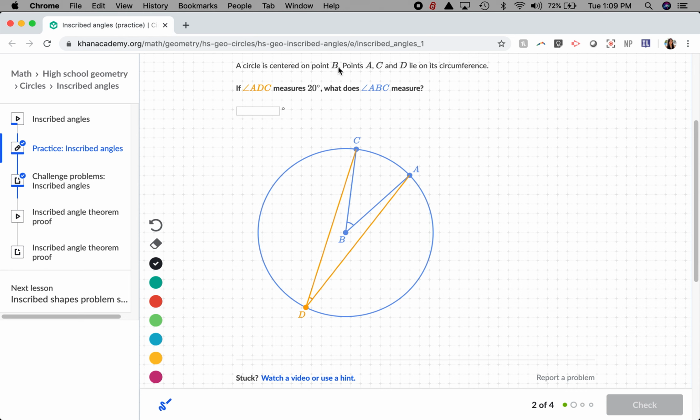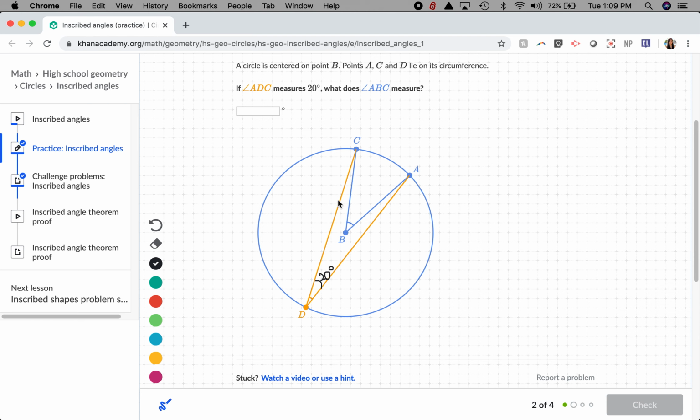A circle is centered on point B. Points A, C, and D lie on its circumference. If angle ADC measures 20 degrees, what does ABC measure? So now we're doing the opposite. This is the given angle, and this is 20 degrees wide.